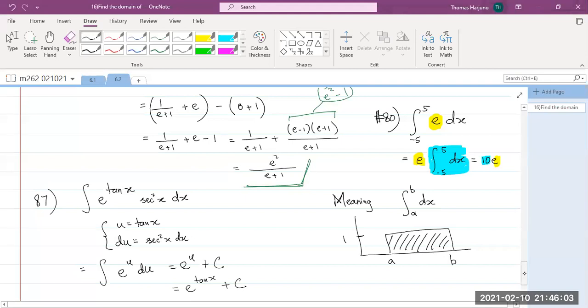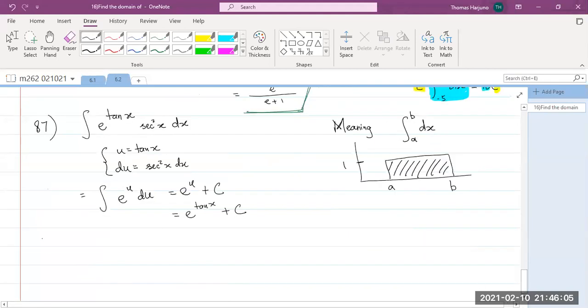Number 86, I think, is more interesting. At least when I see number 86, I kind of know what I will do, but I'm not sure. So let's take a look.